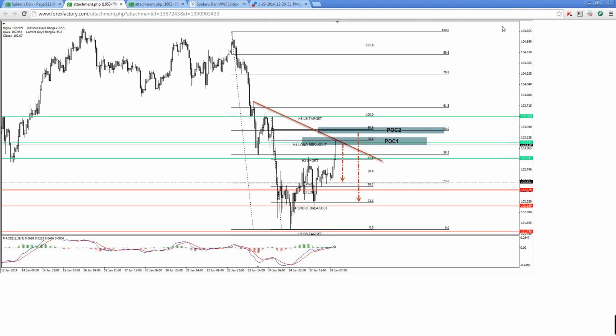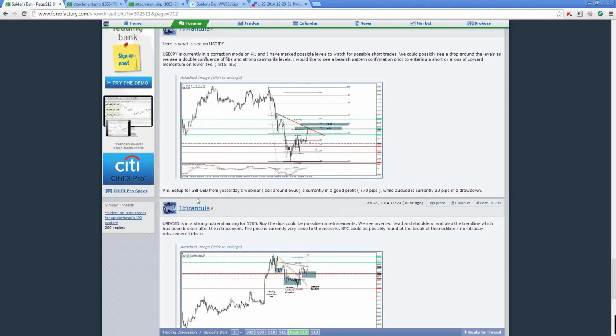I was saying that this is shorting level, POC, shorting levels. And you see where the price has gone. It hit our target to the downside. You see, this was yesterday, and this was clearly stated in this kind of strategy.